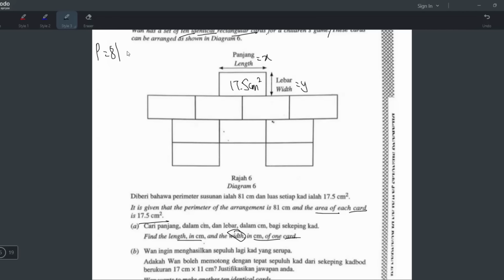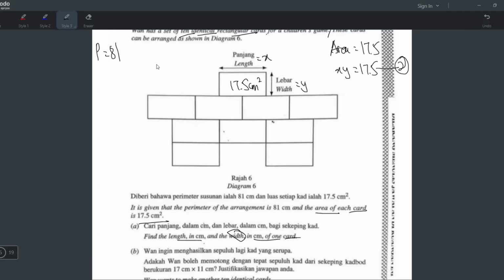Okay, so the area is 17.5, but it's the area for one card. So we already know xy is 17.5. So this is equation 2. Okay, yeah, this one's easy. So that's it. But we need another equation, and then later we do simultaneous equations.